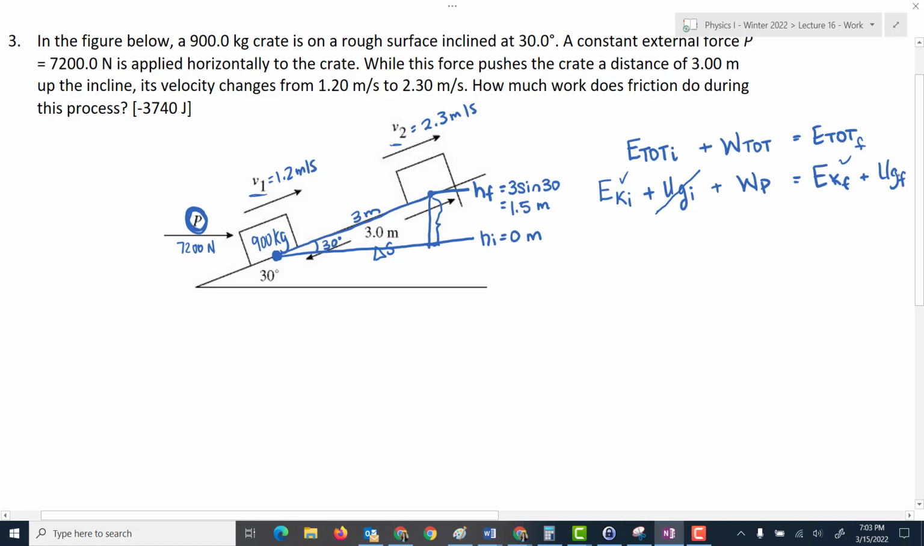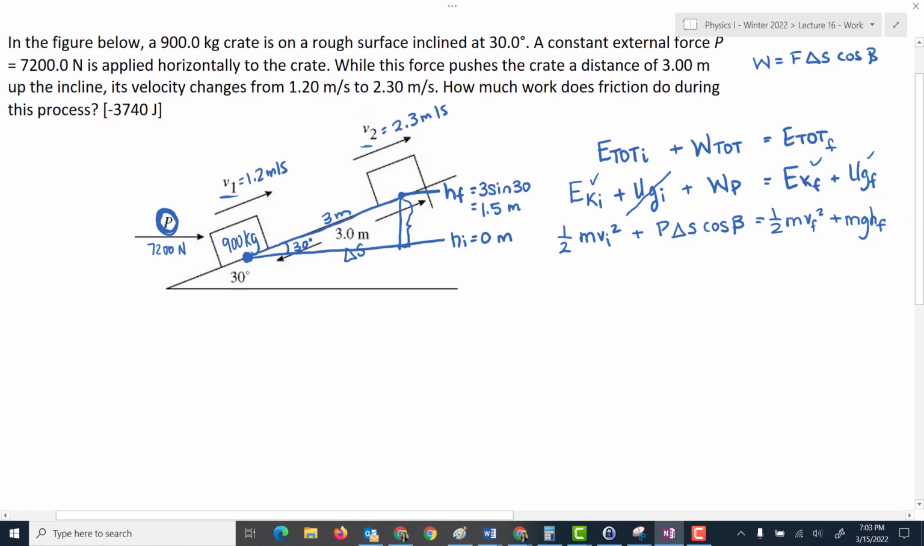Okay, so now we can go ahead and substitute our equations in. EK initial would be 1/2 mv initial squared. Work done by this force called P: the equation for work, I'll write it up here. Work is equal to force times displacement times cos of the angle between the force and displacement. Instead of calling it F for force, I'm going to call it P because that's what they called the force in the question. P delta S cos beta equals EK final, which is 1/2 mv final squared, plus UG final, which is mgh final.